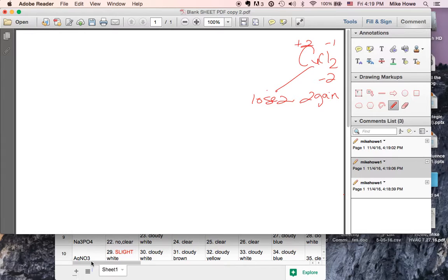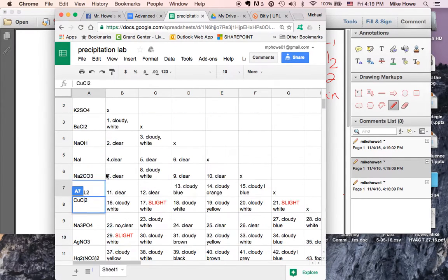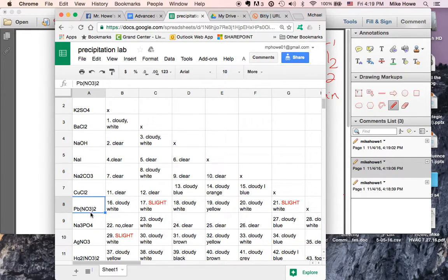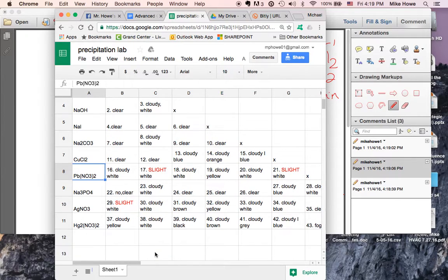Now I can't write on this spreadsheet with my little pen, so you're just going to have to listen to me, but copper's going to be +2. Lead's going to be +2. You'll be able to tell the charges on the polyatomic ions by looking at your sheet, except for mercury, and I'm going to do a mercury one in just a second. So I think you're able to figure out the charges now for everything that we have in this lab. So I'm going to do one of the hard ones from the mercury row.